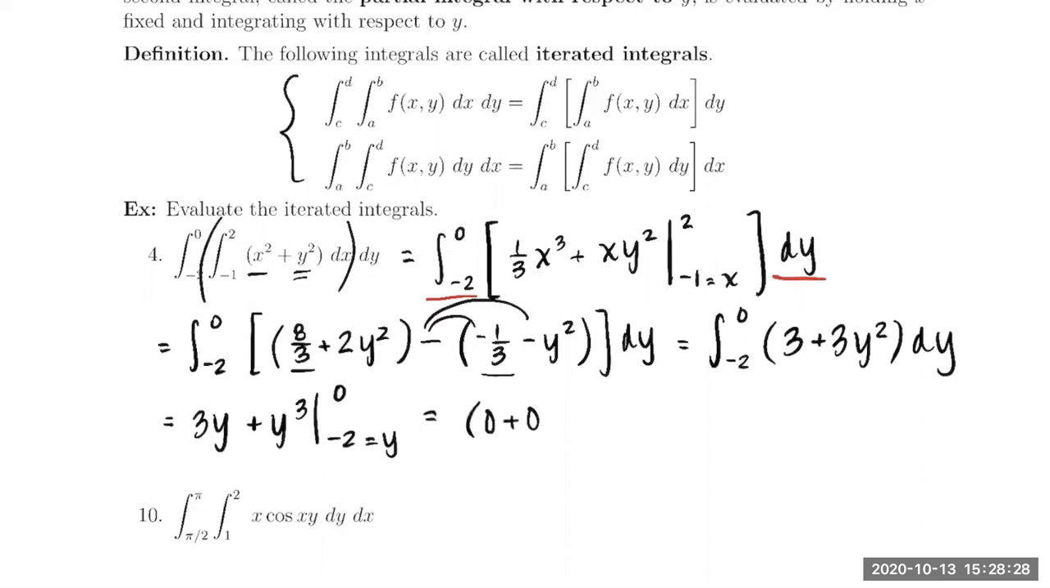So we get 0 when we plug in 0. And we get -6 minus 8 when we plug in -2. And so our final answer here is a +14.